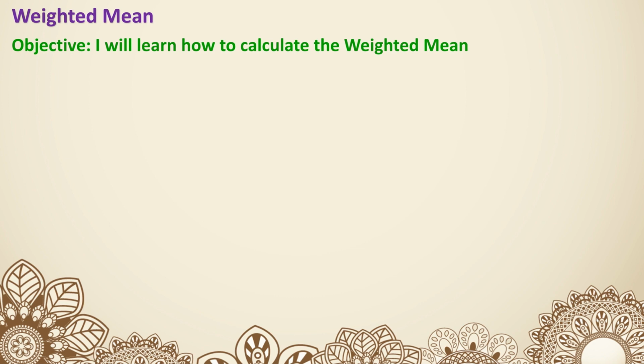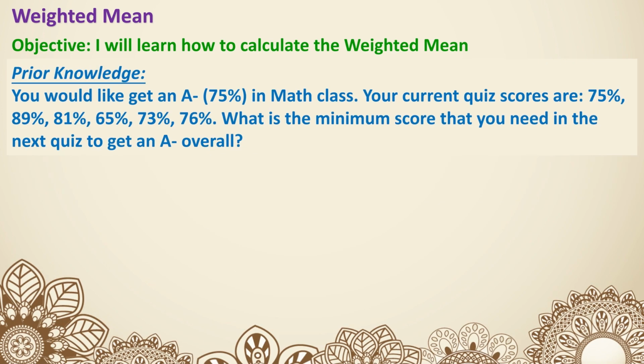Let's work on the prior knowledge first, which is an example that we have worked with in the 1.2 lesson. You get these grades and you want an A- in math class, which is 75%. What is the minimum score that you need in the next quiz to be able to get that A-? First, this is a question about getting an average grade, so we need to add up all the points at least. So 75 plus 89 plus 81 plus 65 plus 73 plus 76.